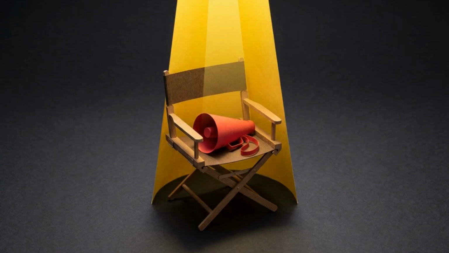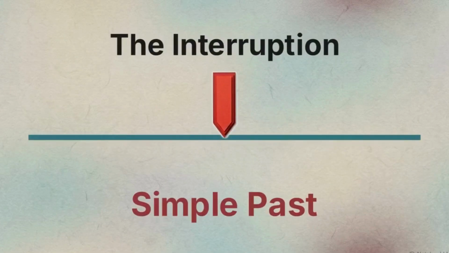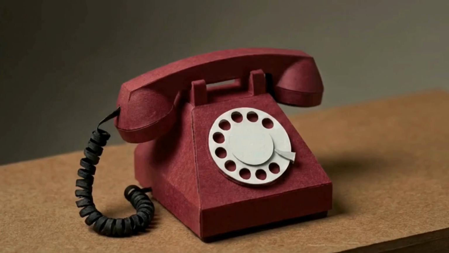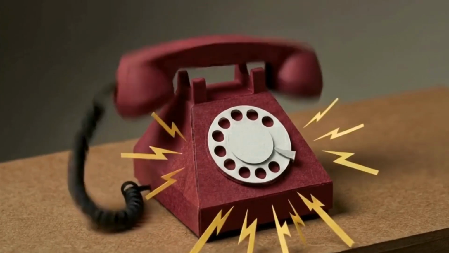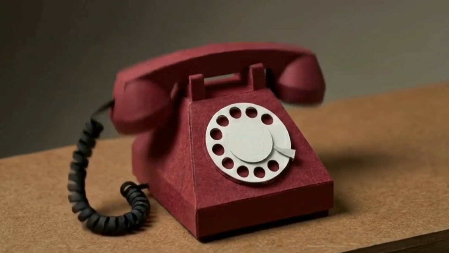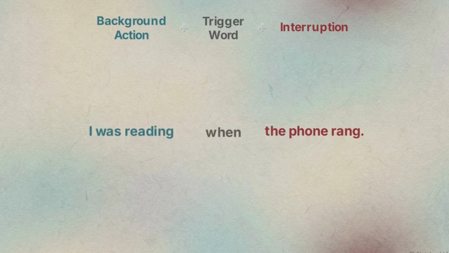Now we need the second narrative element, a short, sudden event that interrupts our background scene. This is where we use the simple past tense. To connect these two events together, we use a specific trigger word. That word is when. So while our long background action is actively happening, a very brief, sudden event occurs. The phone rings. This equation shows how we combine both halves into a single, cohesive master sentence. I was reading when the phone rang.